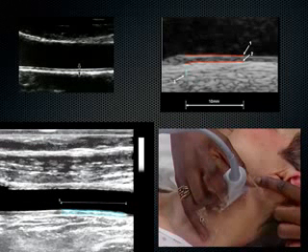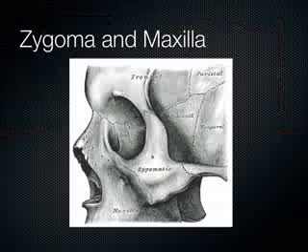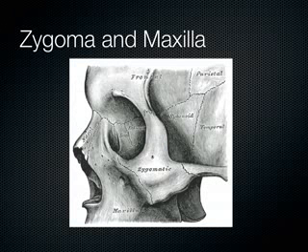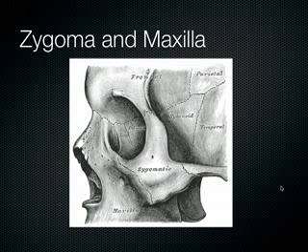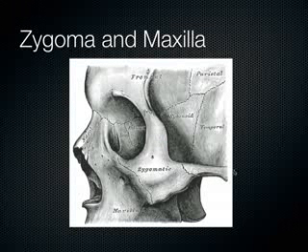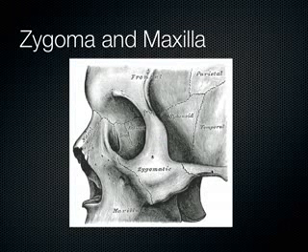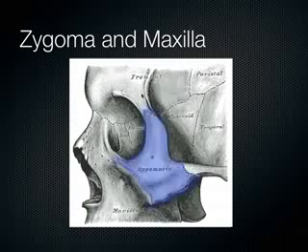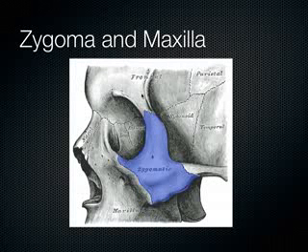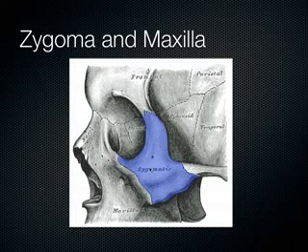Here we are with the transducer in a longitudinal plane. Now, what we're going to do is move on and talk about some of the bones. We did a lot of musculoskeletal last week, but we're going to remember some of those techniques and bring it to the face. The zygoma articulates with the temporal bone here laterally, and then it articulates with the frontal bone here superiorly, and then with the maxilla going medially.